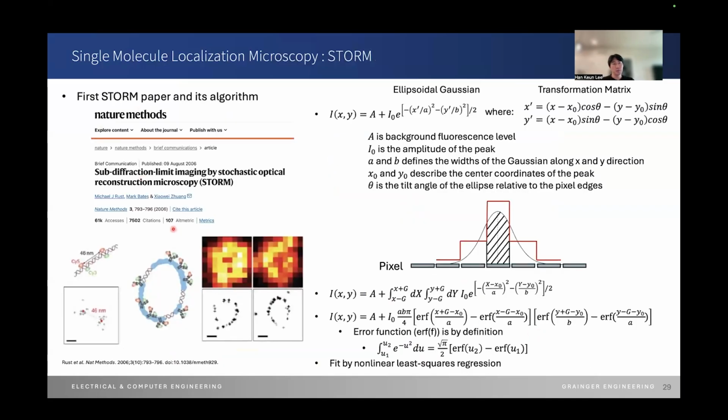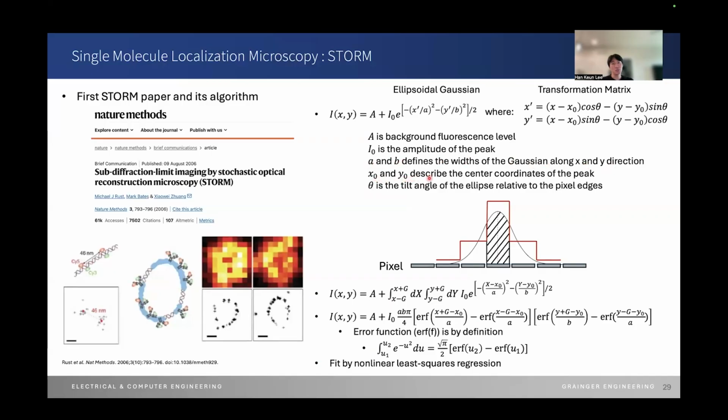The first STORM paper came out in 2006, and they demonstrated that they can resolve a 26 nanometer difference. They also showed that they were able to resolve circular DNA. The way they did it is that they applied an algorithm where they assume that the point spread function follows an ellipsoidal Gaussian, and this is the Gaussian equation where A is the background fluorescence level, I naught is the amplitude of the peak of the Gaussian, and a and b define the width of the Gaussian along the x and y directions.